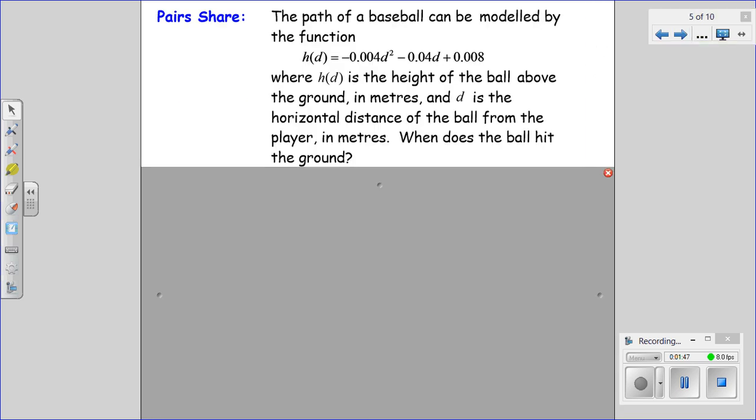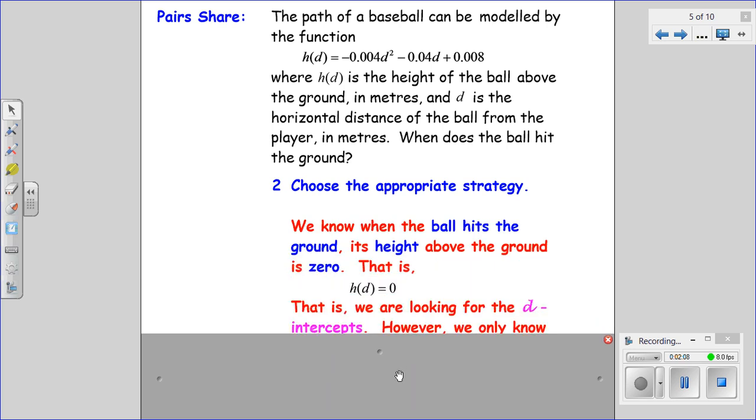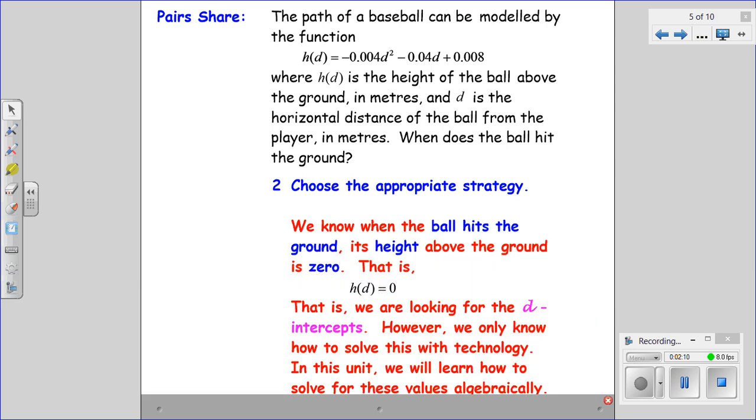Consider the example that you see here. The path of a baseball can be modeled by the function h(d) = -0.04d squared - 0.04d + 0.008, where h(d) is the height of the ball above the ground in meters, and d is the horizontal distance of the ball from the player in meters. When does the ball hit the ground? Well, first we need to choose an appropriate strategy. So that means, when is h(d) equal to 0?